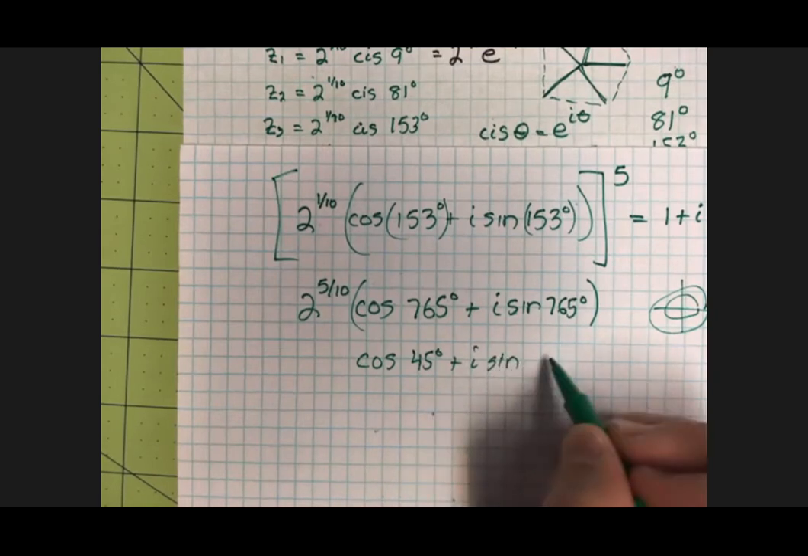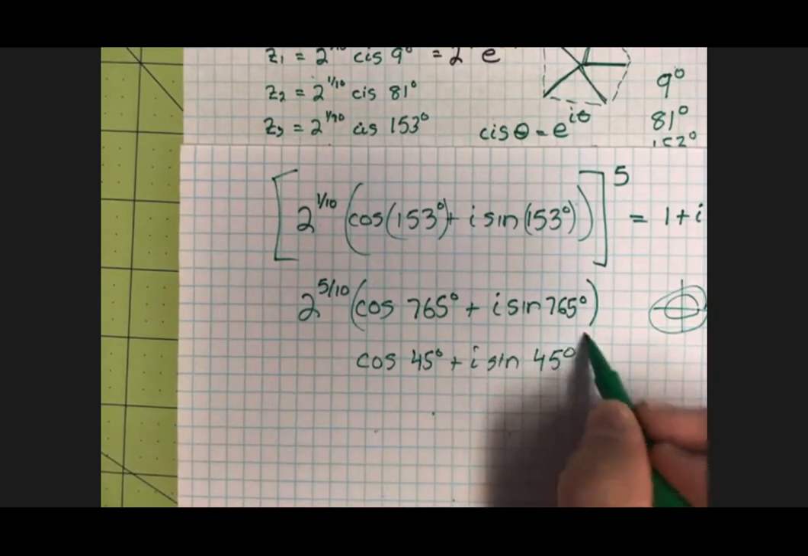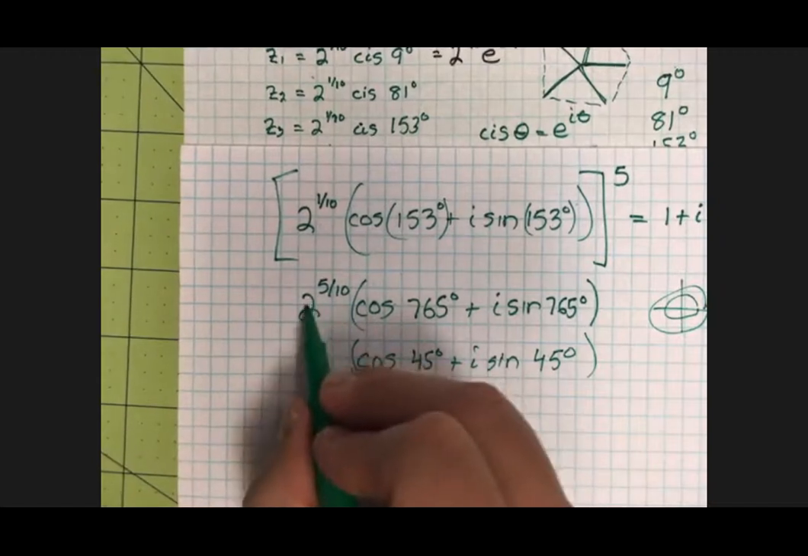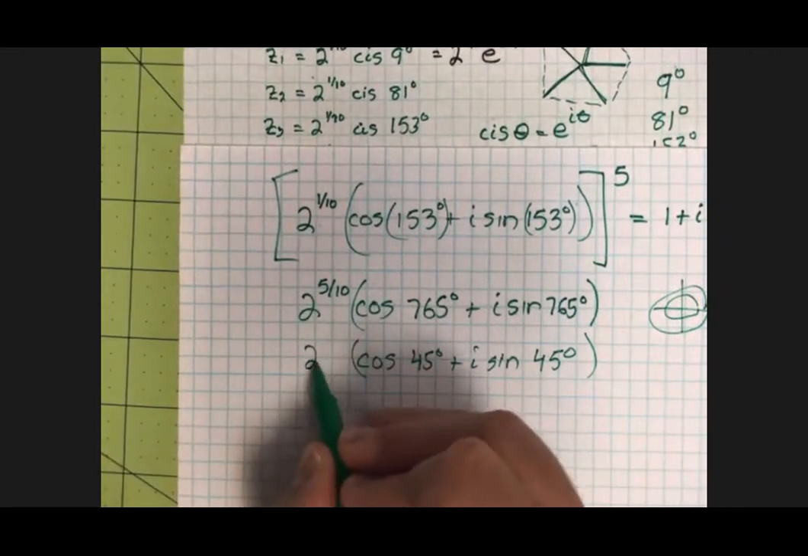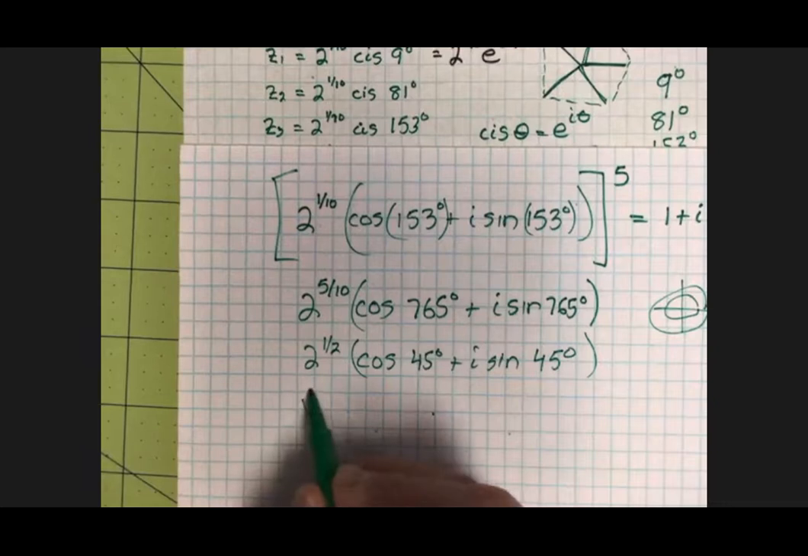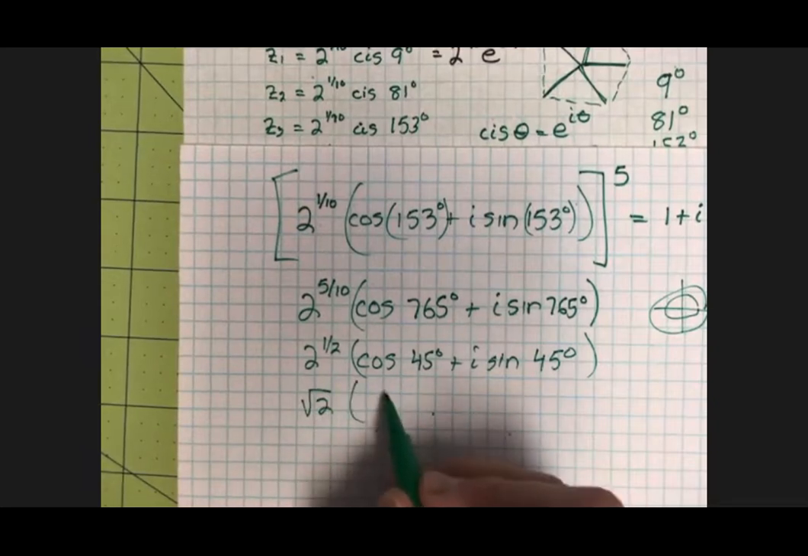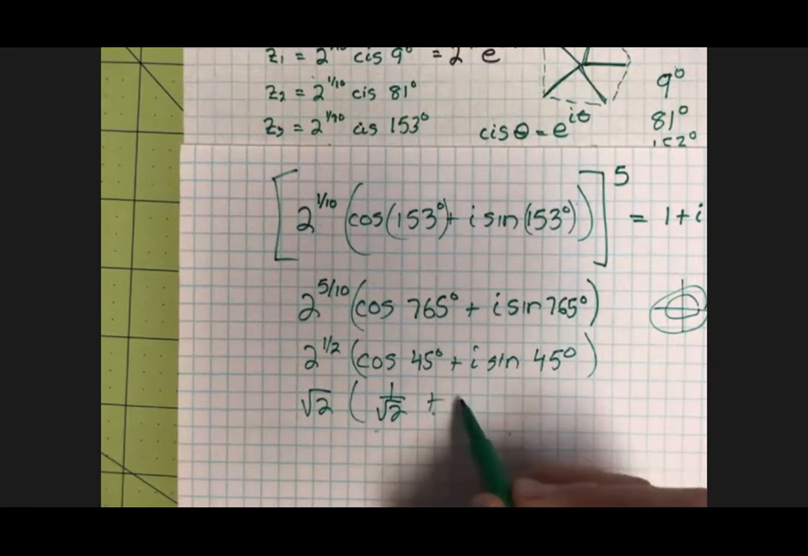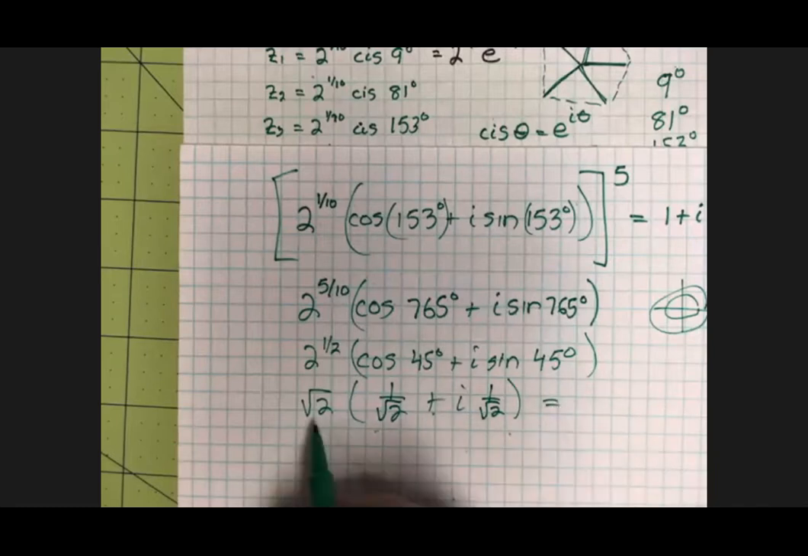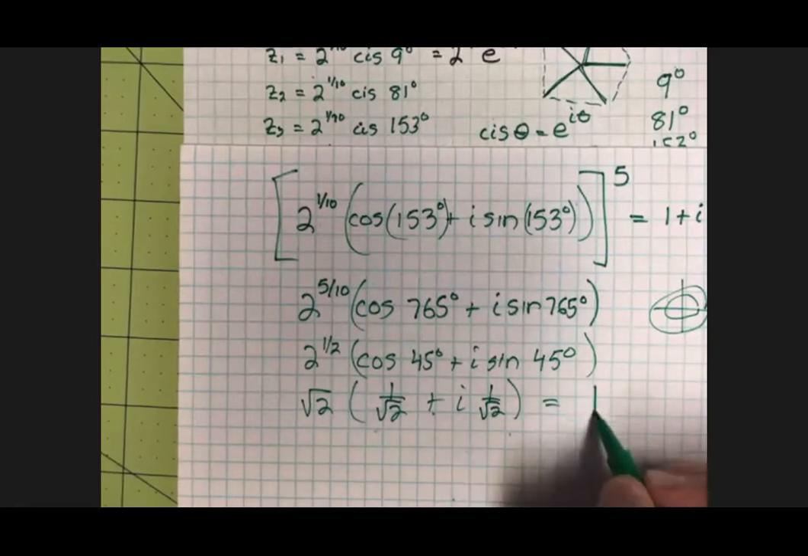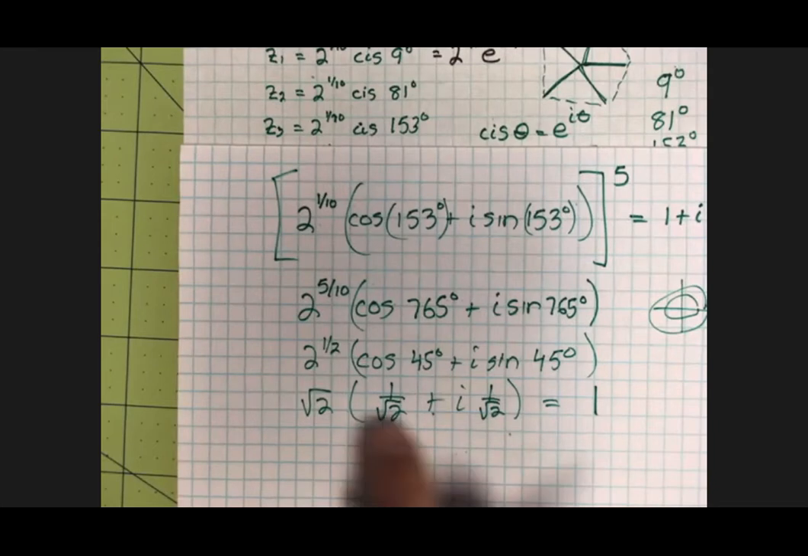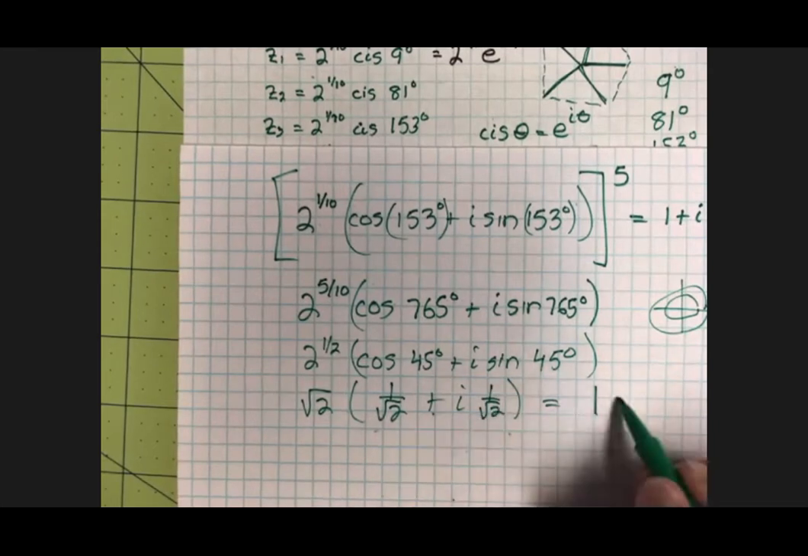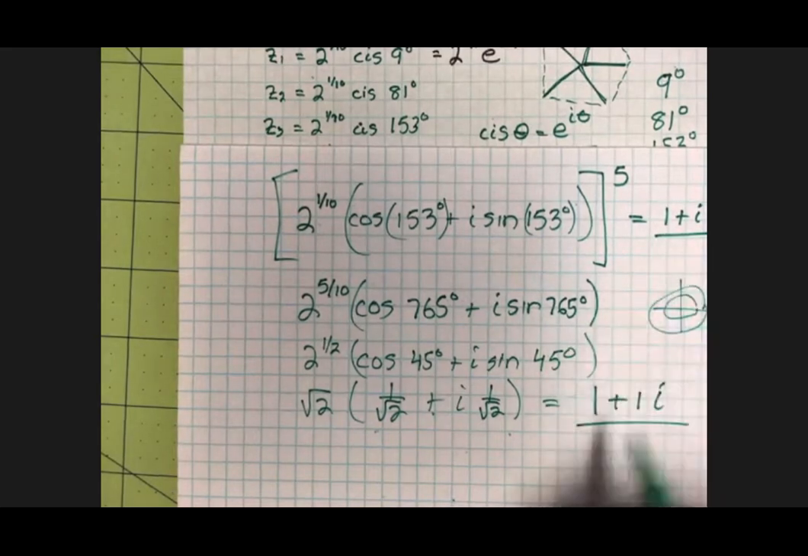And what's the i sine of 45? I know what 2 to the 5/10 is. That's 2 to the 1/2. So that's the square root of 2 times the cosine of 45, which is 1 over root 2, plus i times the sine of 45, which is also 1 over root 2. What's root 2 times 1 over root 2? 1. What's root 2 times 1 over root 2 in the imaginary slot? 1. That's 1 plus i, 1 plus 1i.